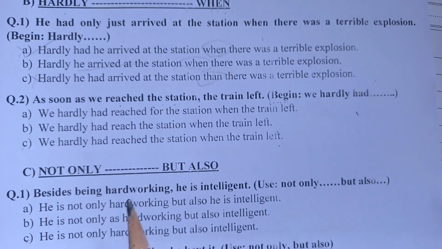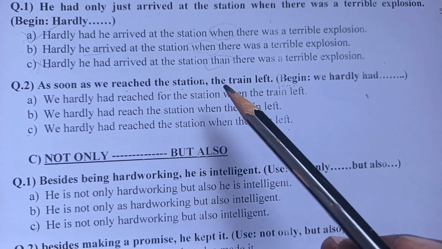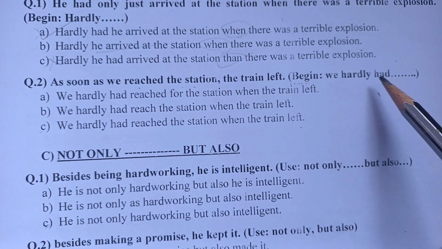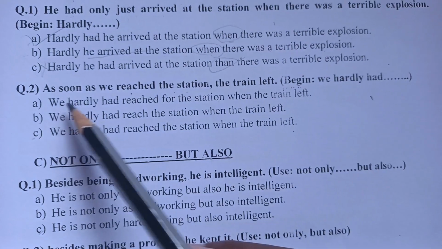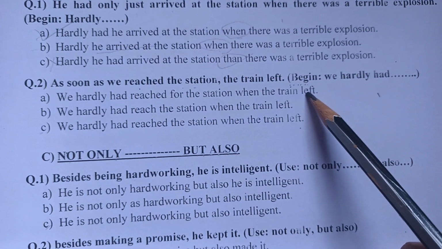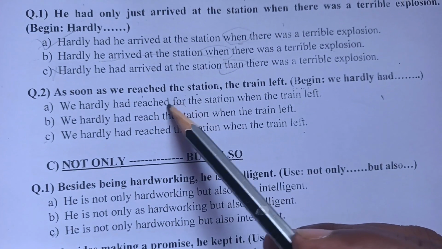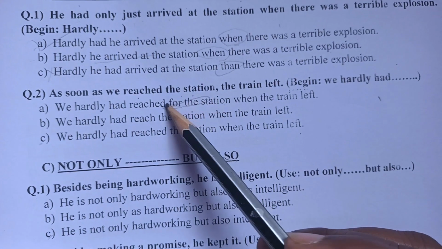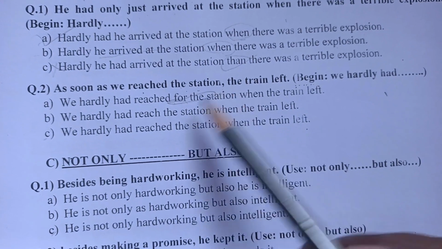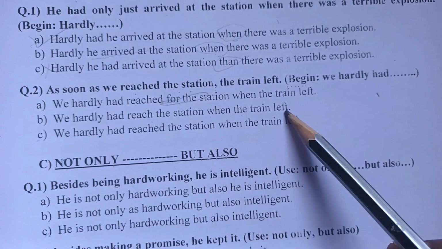Let's see the second example. As soon as we reached the station, the train left. So here, begin with "we hardly had." So here, we hardly had reached for the station when the train left. Option A, here we hardly had reached for the station. So here not "for the station," because there is no "for the station." So this option is not correct. Second one, we hardly had reached the station when the train left.